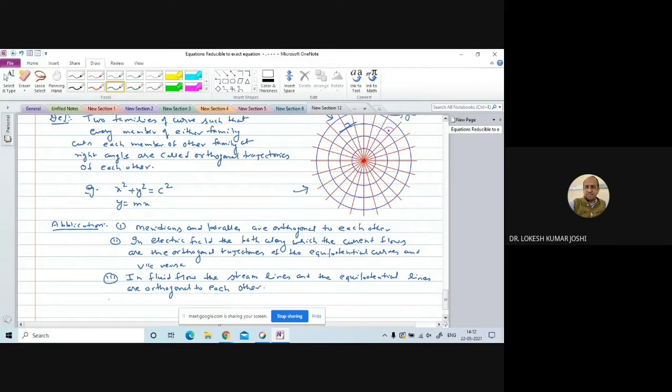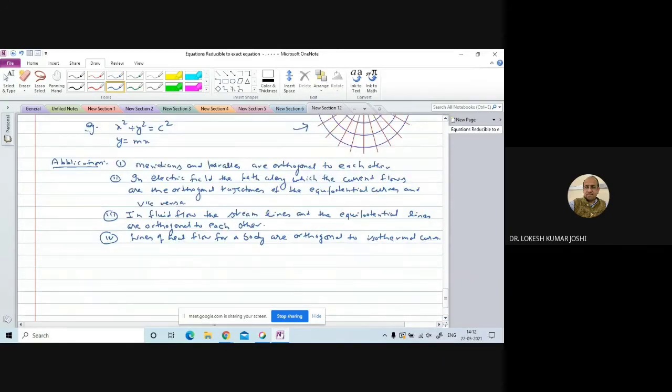Similarly, if we see the heat flow, the lines of heat flow for a body are orthogonal to isothermal curves. These are some examples of orthogonal trajectories.